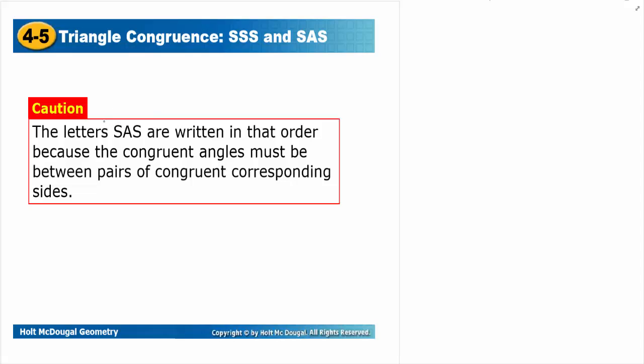Alright, so again, I was talking about this, so you can just read that. It's what I just said. The letters side, angle, side are written in that order because congruent angles must be in between pairs of congruent corresponding sides. So again, order matters.